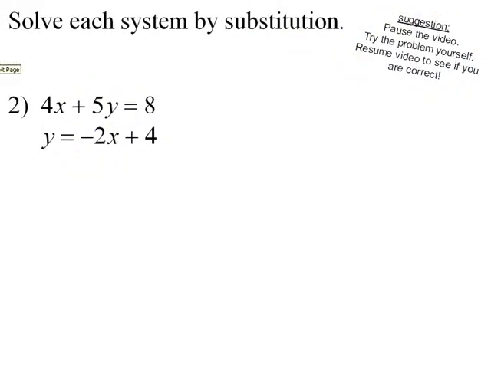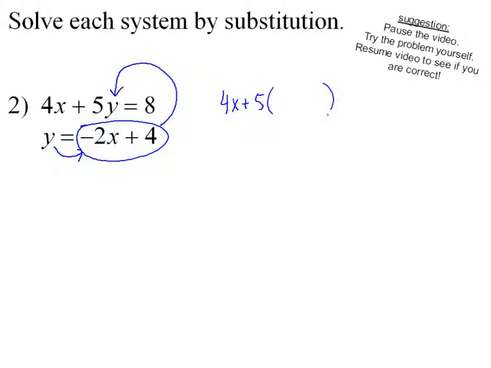All right, different example because these are not both in slope-intercept form. This one is, and it says y is equal to this. So I'm going to take that and plug it in for y in the other equation. So I've got 4x plus 5y, but I'm not putting y. I'm putting what y is equal to. So I got negative 2x plus 4 there. And then I'm continuing with this equation, which says it was equal to 8.